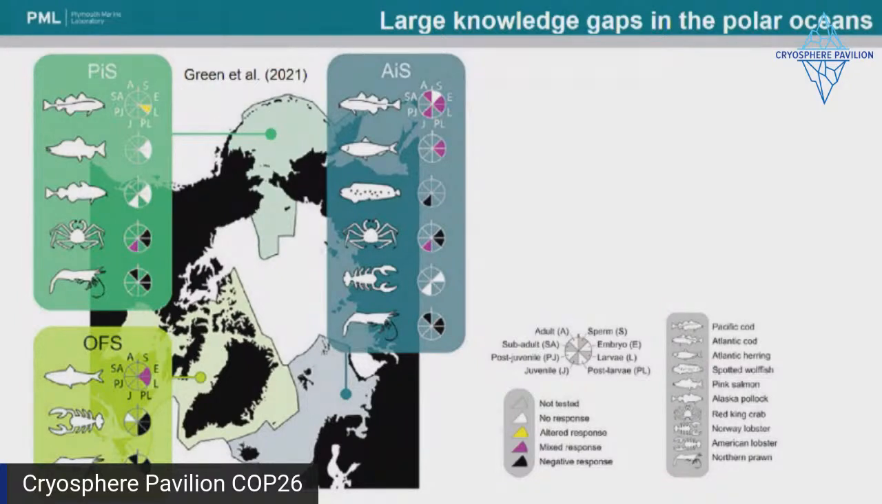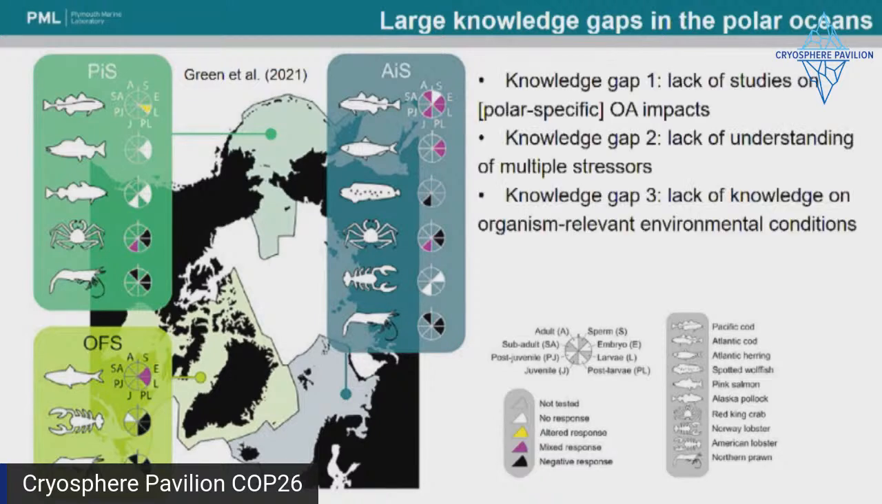And she also showed how the different studies related to the different life stages. Most of the studies related to the early life stages, with very mixed results in some of the adult fish species, but more significant responses in some of the crustaceans. The red king crab, for example, or the northern prawn and the American lobster were more significantly impacted.